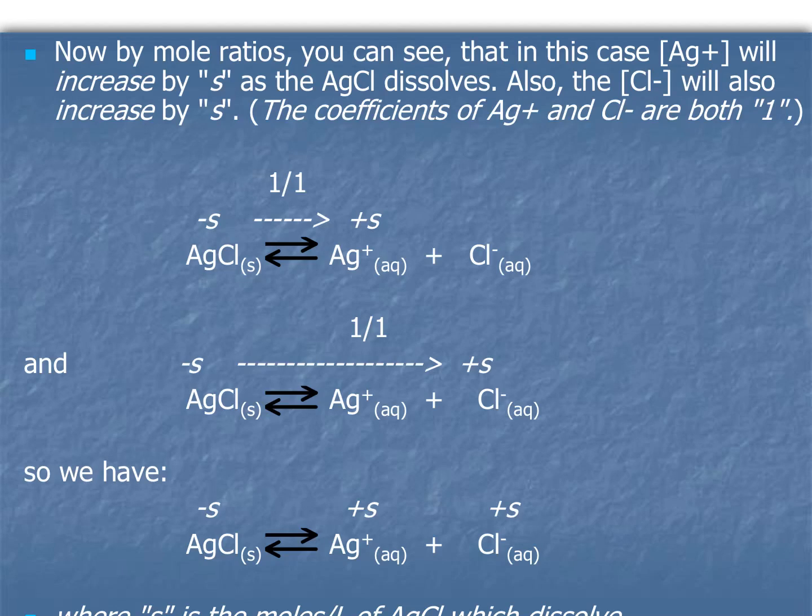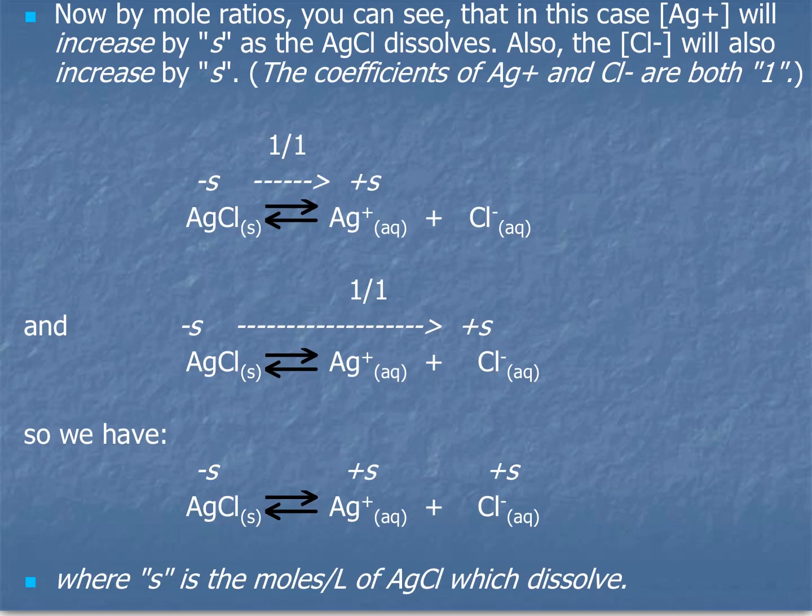If we look at our mole ratios, we can see that the Ag is in a 1-to-1 ratio with the Cl and the AgCl. So if this is going down by S, this would go up by S. Same thing for the chlorine. If this goes down by S, this goes up by S. Remember, we're looking at it just as if we were doing an ice table. So we have a minus S and plus S, where S is the moles per liter of AgCl which will dissolve. It would be the same thing as our C in our ice table.